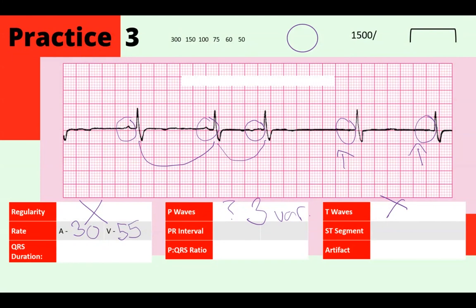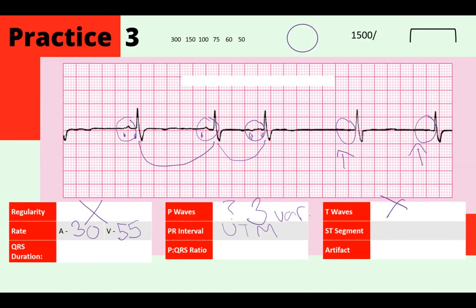My PR interval. If I look at these two that I can measure, I could probably measure that as normal-ish. Looks like about maybe 0.16, maybe 0.20. I could probably measure this guy as well. Comes out about the same. 0.16 would be my measurement. This one looks a little bit further away. There we go. So that one might be a little bit abnormal. Because we have so many variations in P waves, I would say unable to measure. Too many variations in the P waves. Wouldn't waste my time measuring it.